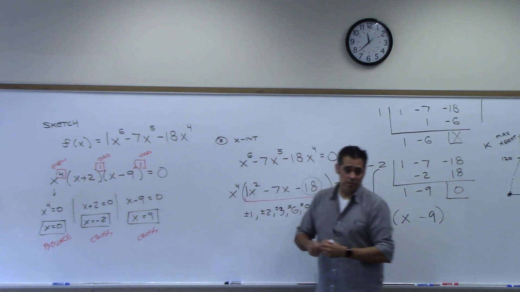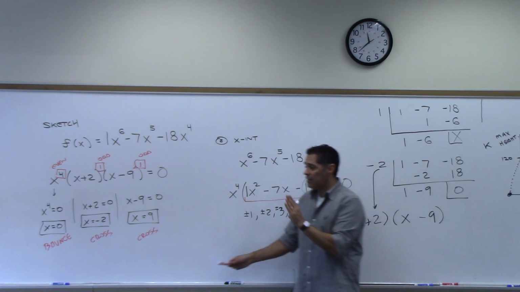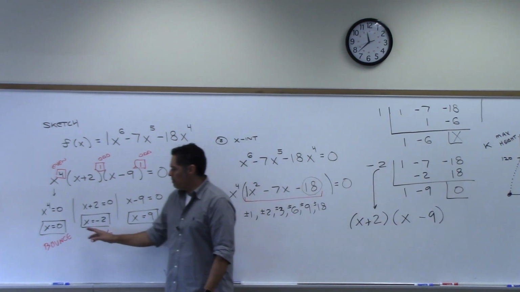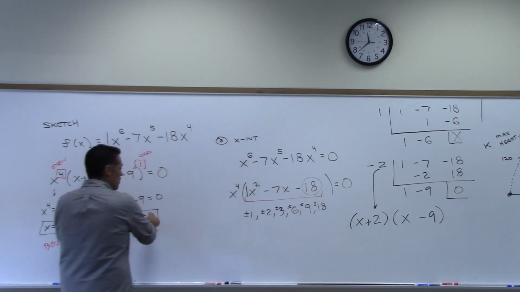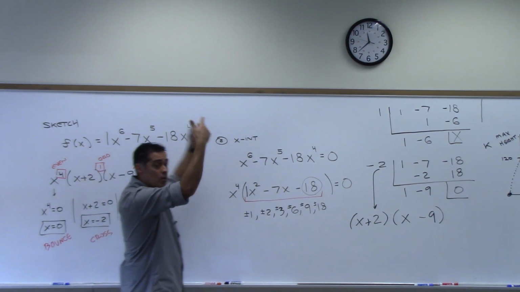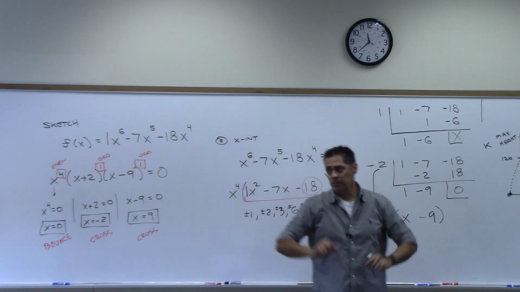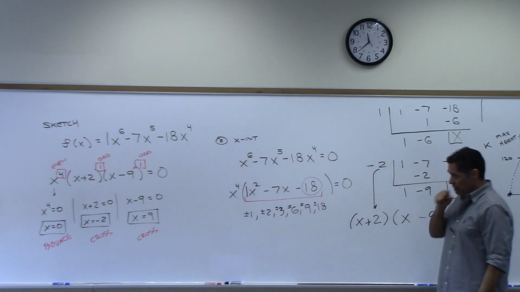What you do not do, common mistake, to determine bounce and cross, you do not look at this number itself. This number is not what you're looking at. You're looking at the power of the factor. That's what determines the bounce and cross.